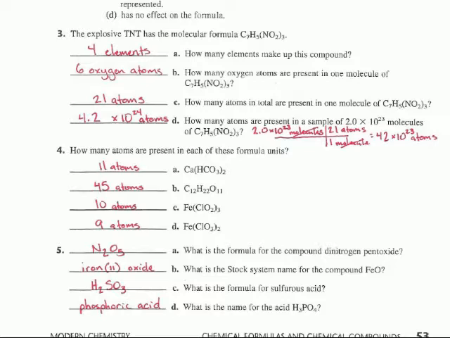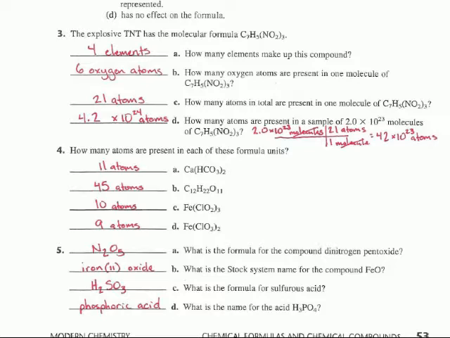B, how many oxygen atoms are present in one molecule of C7H5(NO2)3? So when we look at these subscripts here, we see this parentheses around the nitrite. If you look at your polyatomic ion sheet, NO2 is nitrite. This subscript 3 on the outside of that polyatomic ion indicates that there are 3 of those polyatomic ions. And so if each polyatomic ion has 2 oxygens and there are 3 of them, we multiply those together and we get 6 oxygen atoms.